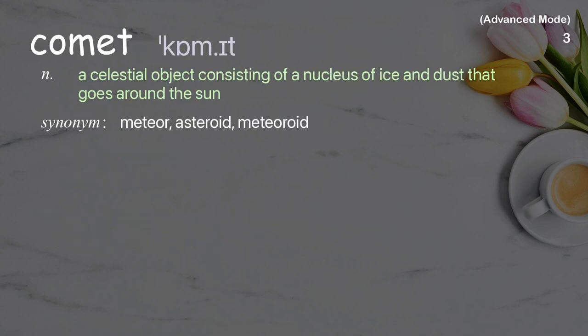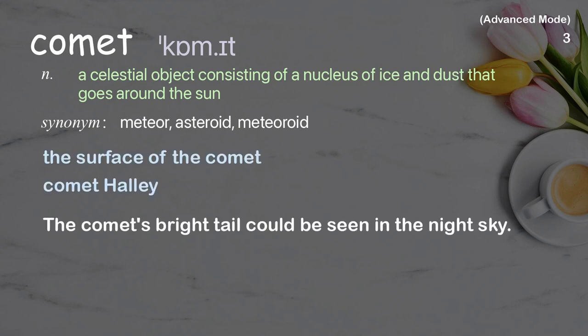Comet. A celestial object consisting of a nucleus of ice and dust that goes around the sun. Examples. The surface of the comet. Comet Halley. The comet's bright tail could be seen in the night sky.